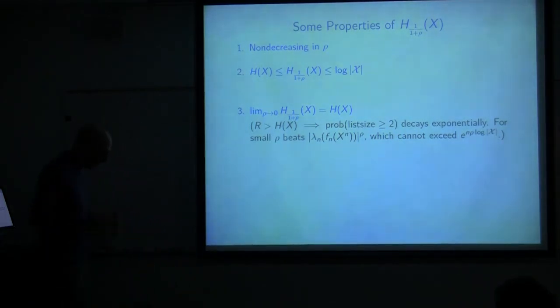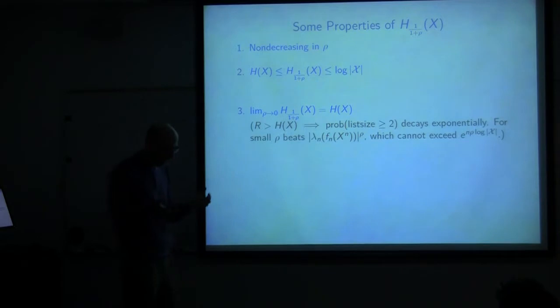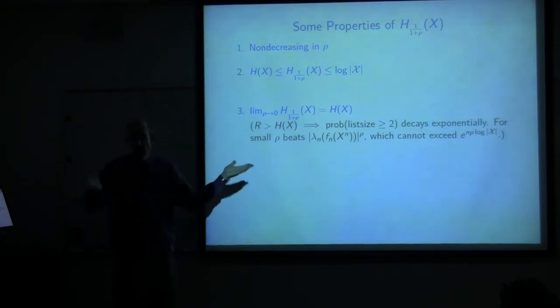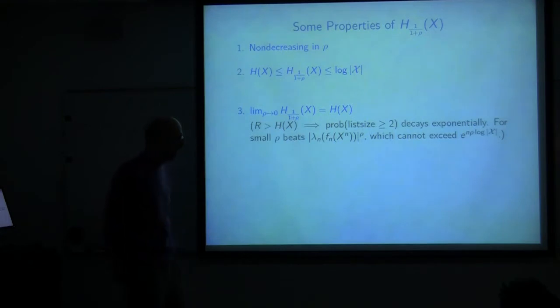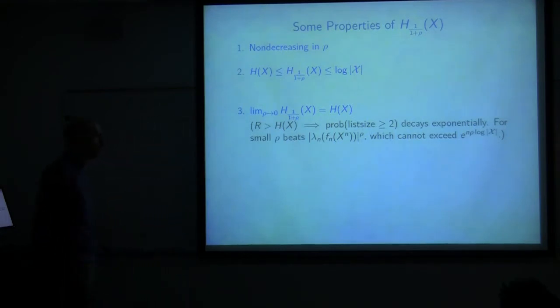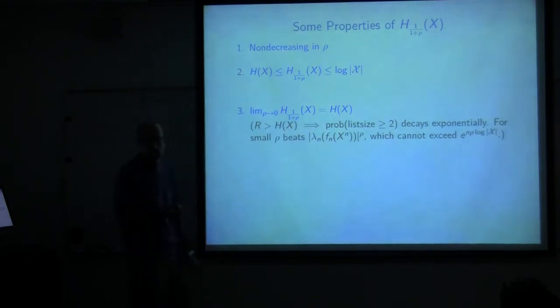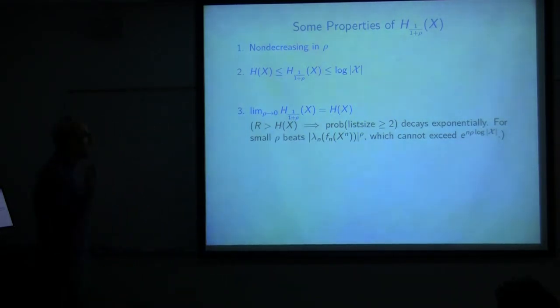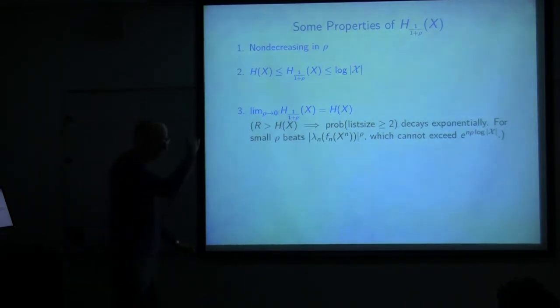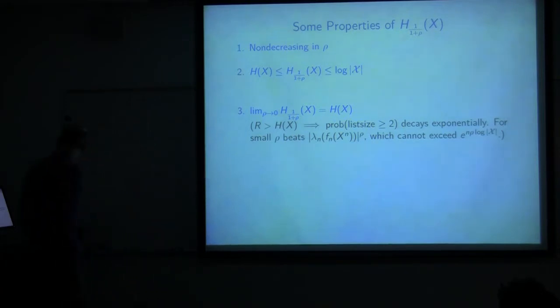In other words, what you can do is the following scheme. If your sequence is typical, then just reconstruct it as a singleton. And if it's not typical, do all the guesses. And this scheme will actually give you an expected growth moment tending to 1 when rho is very, very small. And so small that the exponential increase in the list size is much slower than the exponential decay of the probability of getting an atypical sequence.